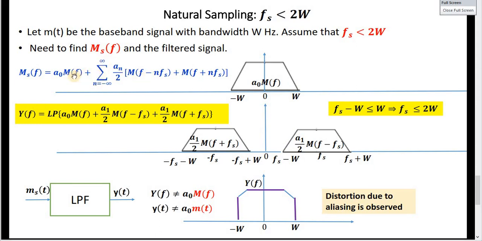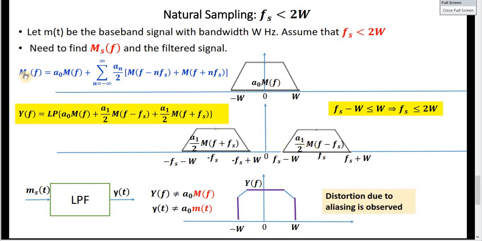So we have to sum the first term with all other spectral terms. This means that the Fourier transform Ms of f is the sum of A0 M of f, A1 over 2 M of f minus Fs, A1 over 2 M of f plus 2 Fs, and so on. So we sum. But for now, we have to worry about the components which are within the message bandwidth between minus W and W. So we sum this term and this term and this term.